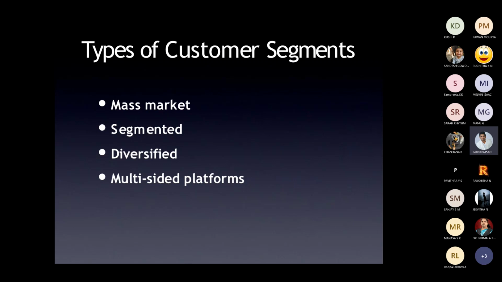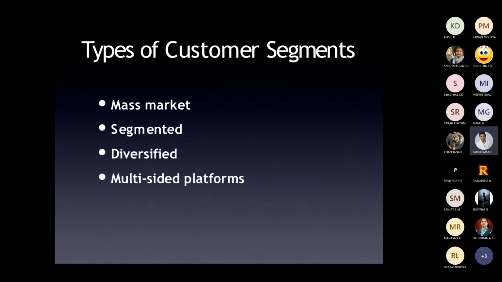Next, segmented. What is segmented? Slightly different needs; other than pani puri they also need something else. Next, diversified: very different needs or problems. Then multi-sided platforms: they like pani puri, desi style, international continental, anything. So there are different types of customer segments.